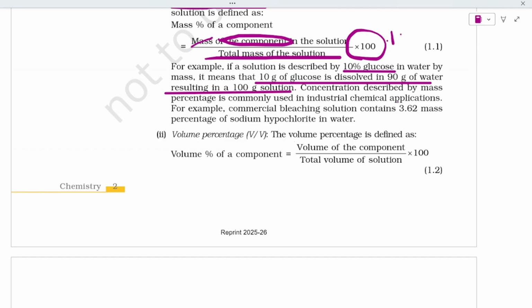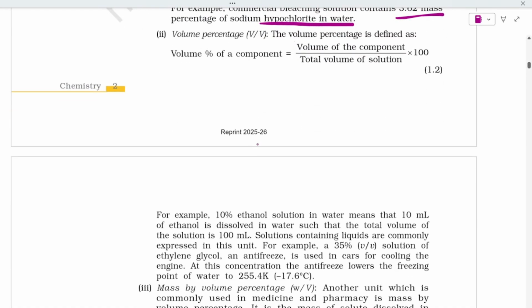Concentration percentage is commonly used in industrial applications. For example, a commercial bleaching solution contains 3.62 mass percentage of sodium hypochlorite in water. If we come to the volume percentage, that is denoted by V/V, you can remember this, volume by volume. This is also the same: volume of that component divided by total volume into 100, because it is a percentage.